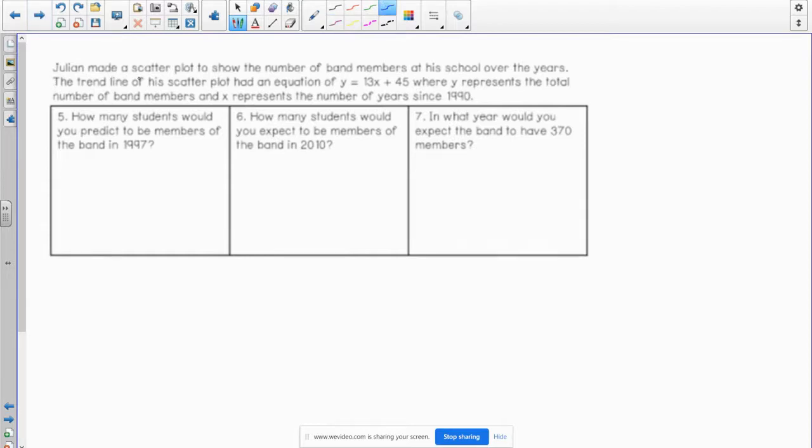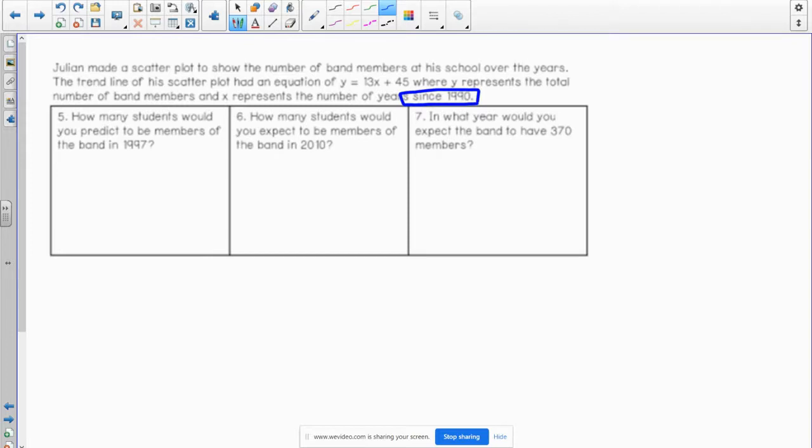It says Julian made a scatter plot to show the number of band members at his school over the years. A trend line of a scatter plot had the equation y equals 13x plus 45, where y represents the total number of band students and x represents the number of years since 1990. So be careful, it's since 1990. So x again is how many years past or since 1990, and y is the total number of band members. So how many students would you predict to be members of the band in 1997?